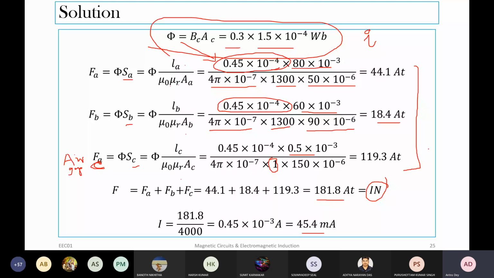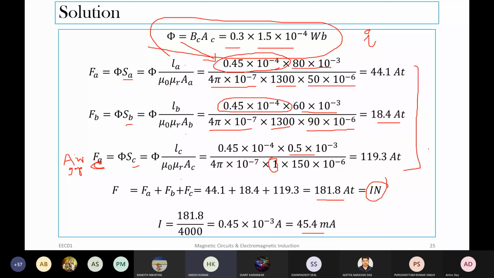If the number of turns, instead of 4000, is 1000, then we will have a little more current. Or if it is 500, or say 100, then we will have a higher current, which is 1.818 amperes, like that. Okay, so this is how we calculate the current. This is your magnetizing current.